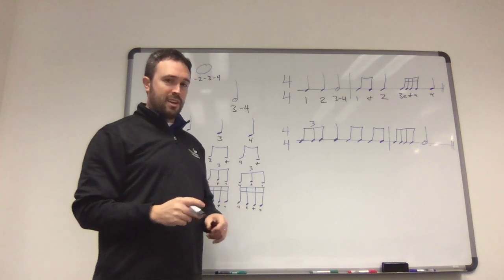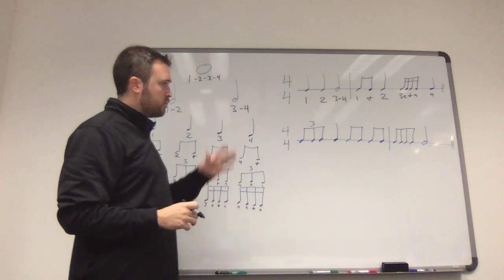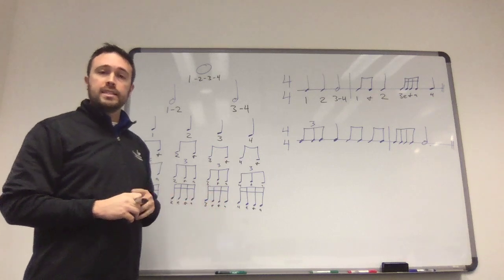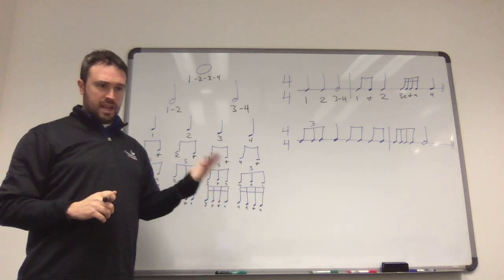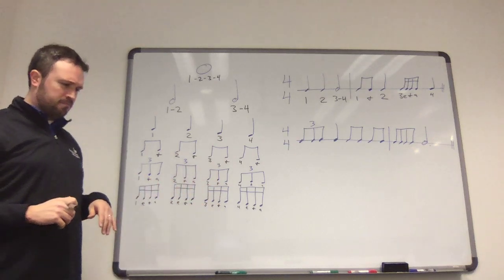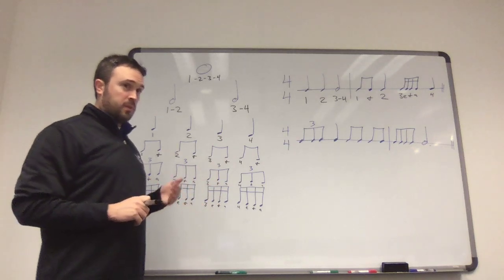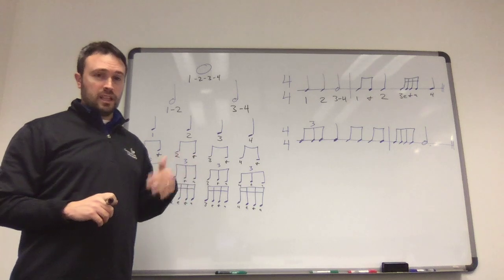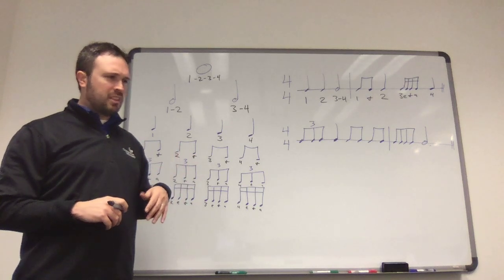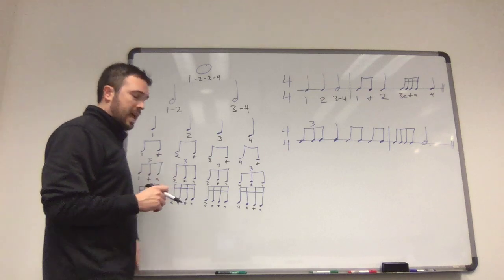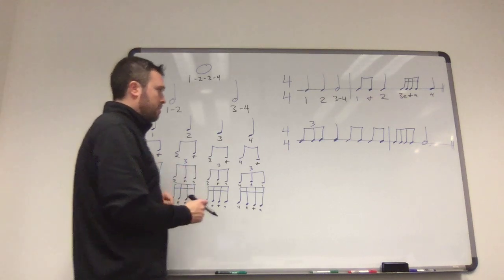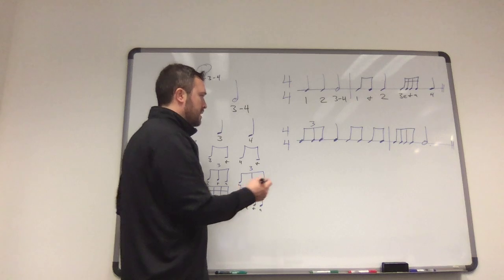Now, I will make the caveat that different folks will count triplets differently because there's not really a standardized way to count the triplets. 1 and 2 and 3 and 4 and is common. Also common is 1 lolly, 2 lolly, 3 lolly, 4 lolly. There's not really a right or wrong way in this system to count triplets, but we'll use the ands because that is one of the very most common ways to count it.